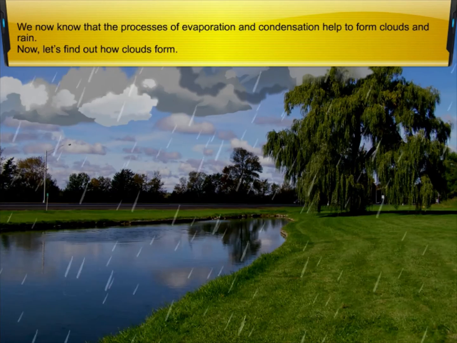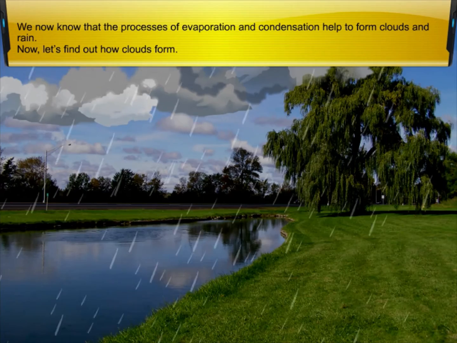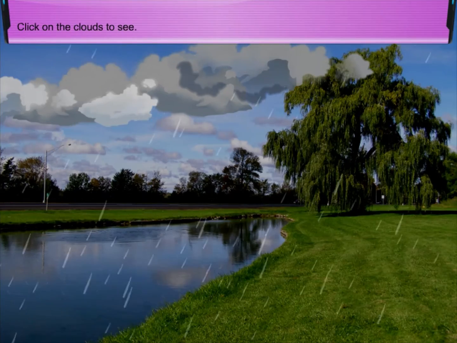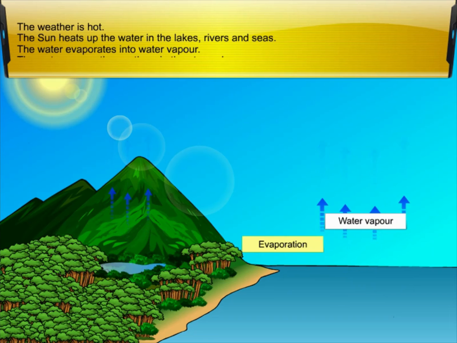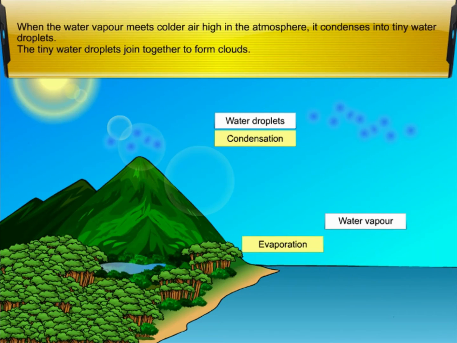Now let's find out how clouds form. Click on the clouds to see. The weather is hot. The sun heats up the water in the lakes, rivers, and seas. The water evaporates into water vapor. The water vapor then gathers in the atmosphere. When the water vapor meets colder air high in the atmosphere, it condenses into tiny water droplets. The tiny water droplets join together to form clouds.